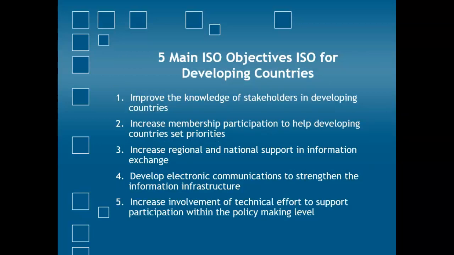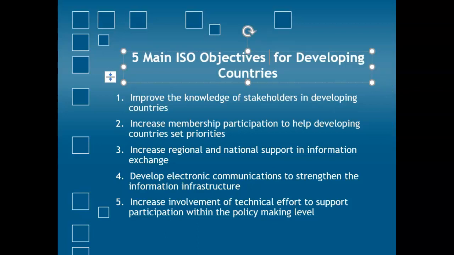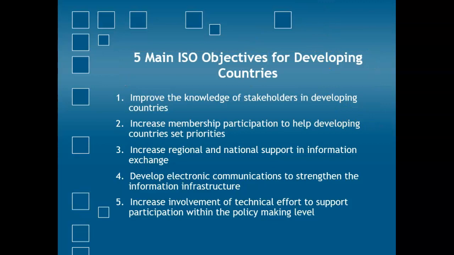Okay, so the 5 main ISO objectives for developing countries. Number 1, improve the knowledge of stakeholders in developing countries. Number 2, increase membership participation so they can help developing countries set priorities. Number 3, increase regional and national support in information exchange. Number 4, develop electronic communications to strengthen information infrastructure. And number 5, increase involvement of technical efforts to support participation within the policy making level. So that's about promoting democracy within the organization so that all voices are heard.